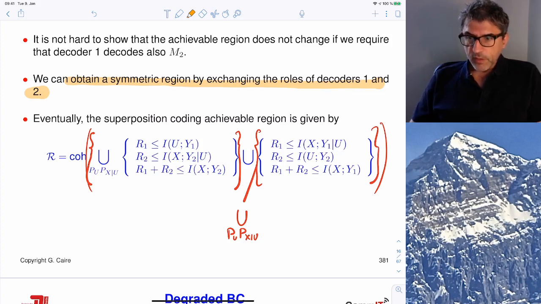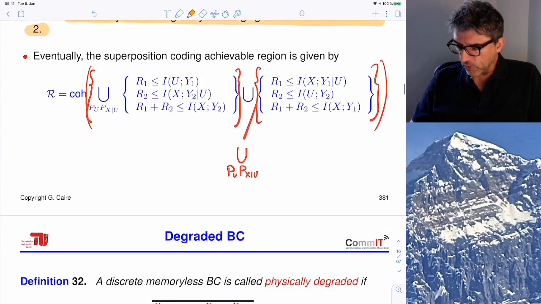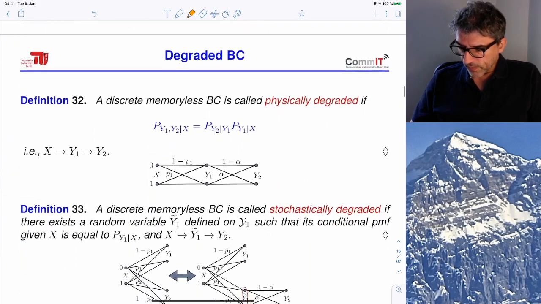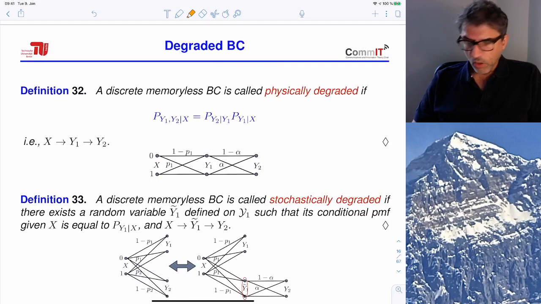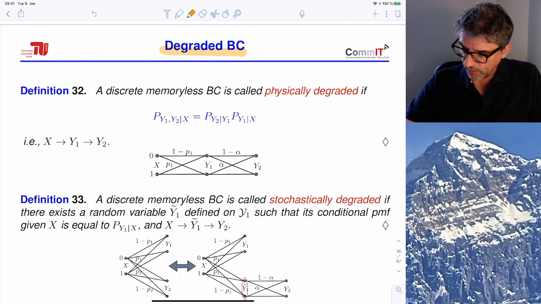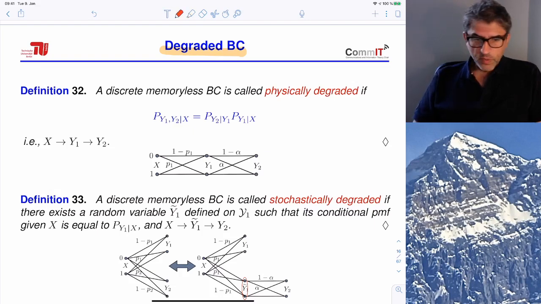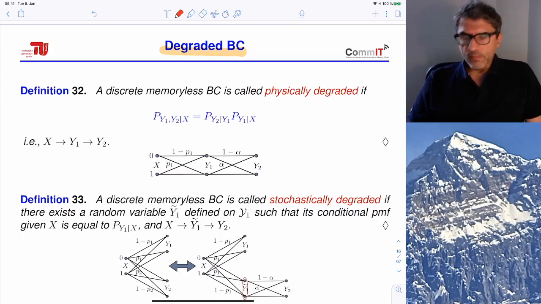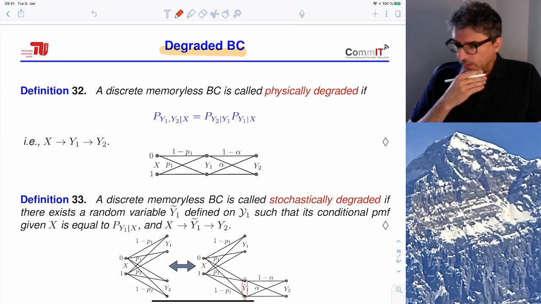Very good. So at this point, what we can do is to introduce a class of channels, which is called the degraded broadcast channels, for which superposition coding is optimal. So the region that we have just defined turns out to be the capacity region, and in order to do so, we have to be able to prove a converse that is tight. So, what is the degraded broadcast channel?